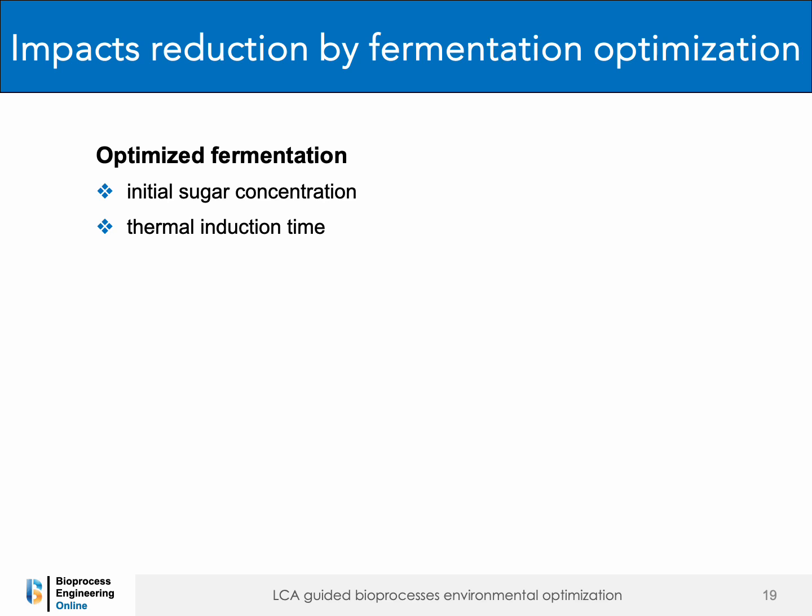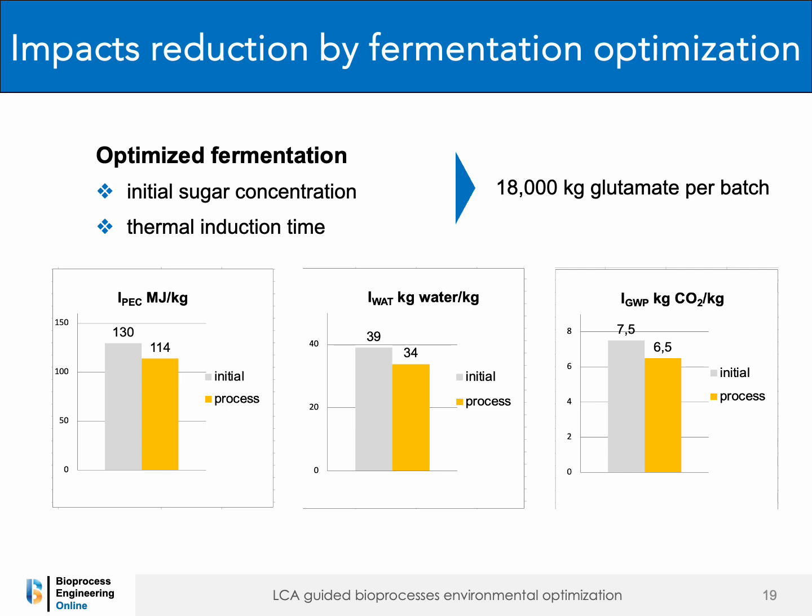The first approach to reduce environmental impacts of the glutamate production process is the optimization of the central fermentation step. For the batch glutamate fermentation, this is achieved by adjusting the initial sugar concentration and the time of thermal induction to reach the highest fermentor productivity. The optimization of the two operational variables results in an increased glutamate production from 14,000 to 18,000 kilograms per batch. This fermentation optimization results in a decrease of the 3 PEC, water and GWP indicators.